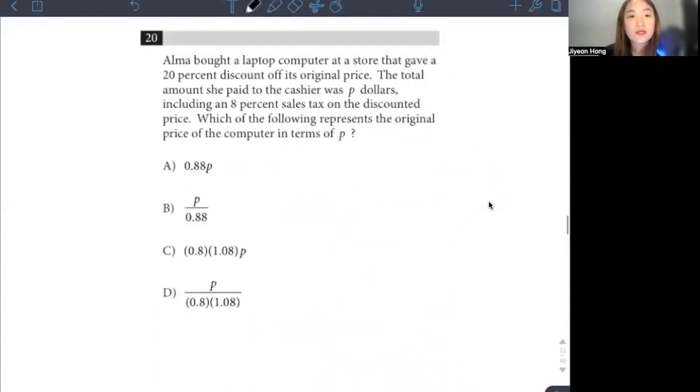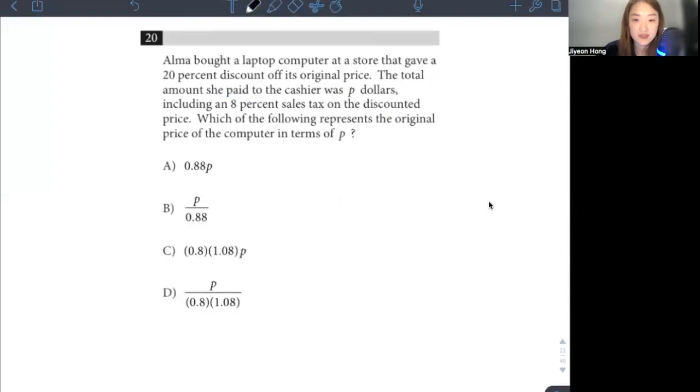All right, 20. Alma bought a laptop computer at a store that gave a 20% discount off its original price. The total amount she paid to the cashier was P dollars, including an 8% sales tax on the discounted price. Which of the following represents the original price of the computer in terms of P? This is also a question that I typically see many people get wrong. So as long as you can write out in equation form what the question is asking, it should be pretty simple.